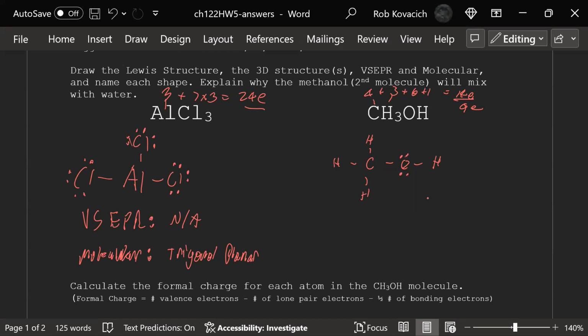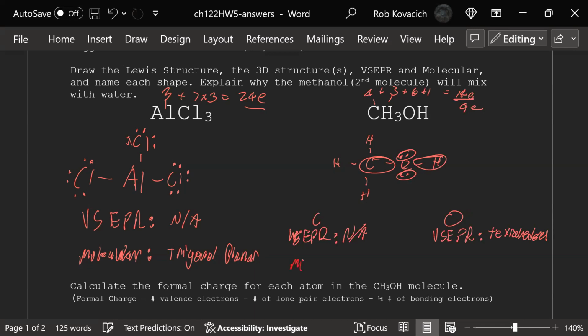All right, so now we're going to talk about the VSEPR structure. So for the carbon, valence shell electron pair repulsion is NA because there are no lone pairs of electrons around the carbon. But for the oxygen, my VSEPR structure is tetrahedral. The reason it's tetrahedral is the oxygen sees 1, 2, 3, 4 things. And so 4 things means tetrahedral shape.